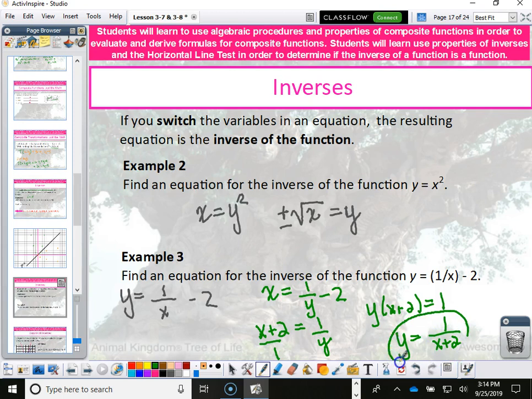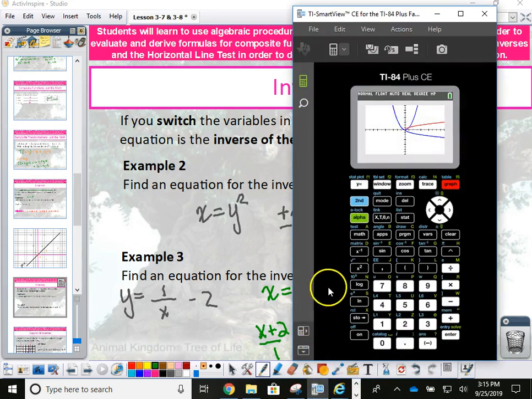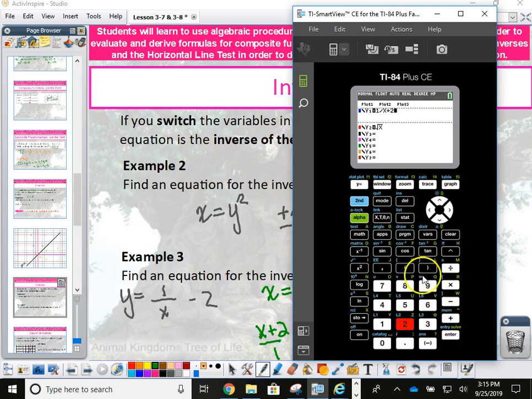And there's my inverse. And again, you can go back to your y equals on your calculator and check it. So if I go back to y equals and I take out that original equation and put in 1 divided by x plus 2, I don't need the square root anymore, right? And then I can go back to my home screen and just press enter again. And here comes the inverse.